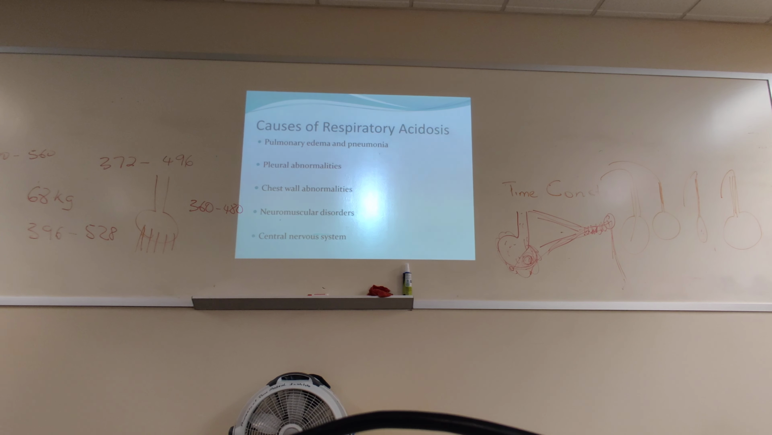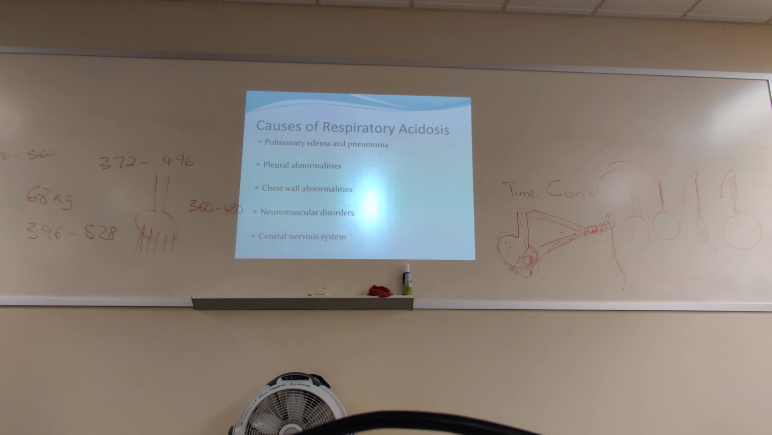Causes of respiratory acidosis. Pulmonary edema and pneumonia. Yeah, you got a lot of fluid inside the alveolus. That decreases compliance. Your lungs cannot distend. You can't get enough tidal volume, therefore your CO2 is going to rise.